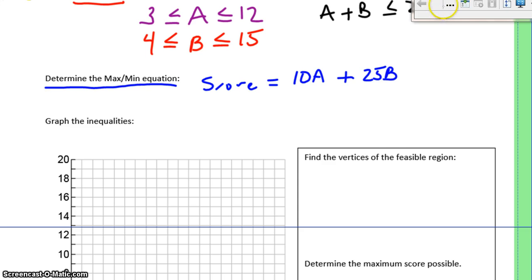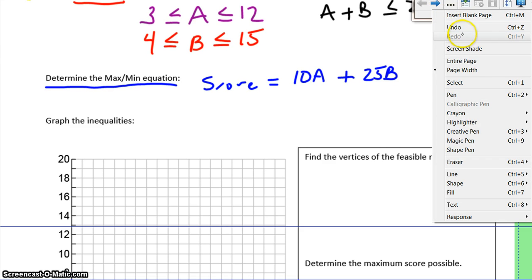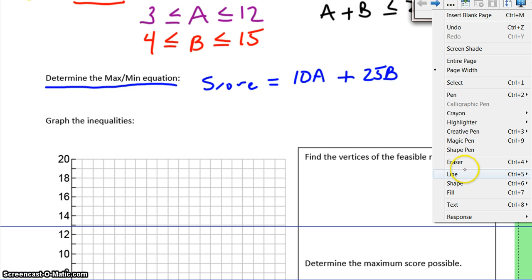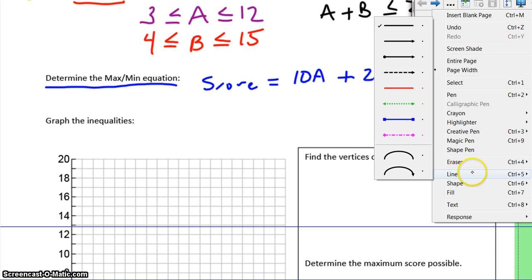Alright, let's go ahead and graph these inequalities. I'm going to grab a pen here. I'm also going to need to get lines too. Alright, so there they are. Alright, first thing I need to do is graph A is greater than or equal to 3 and less than or equal to 12. So I'm going to put a solid line at A equals 3 and a solid line at A equals 12 and shade everything in between.